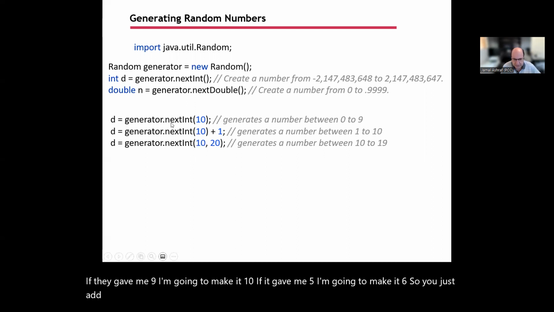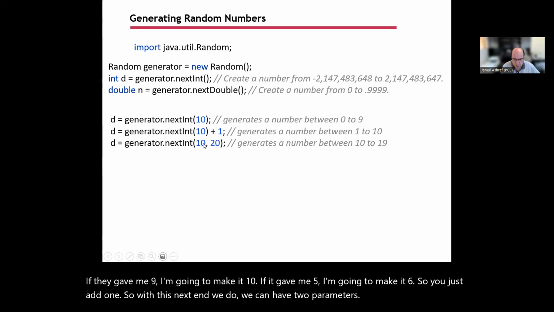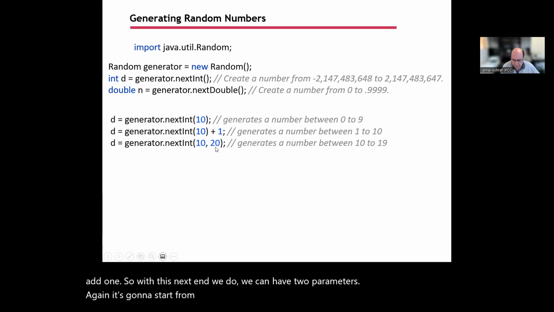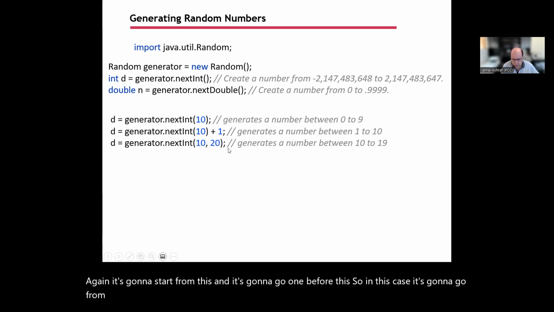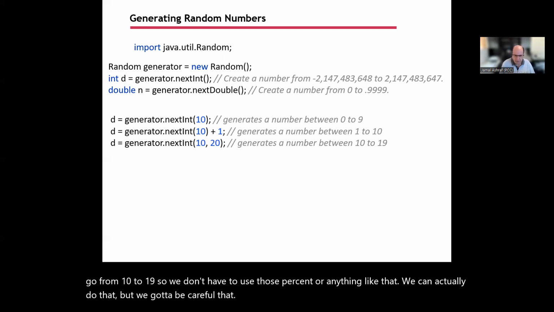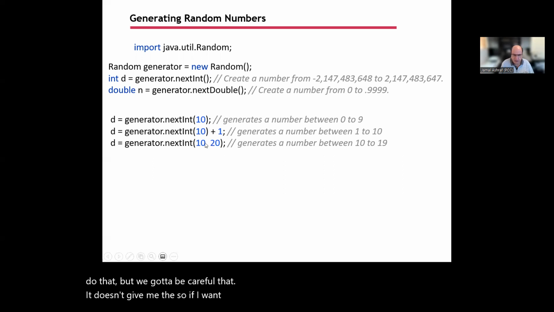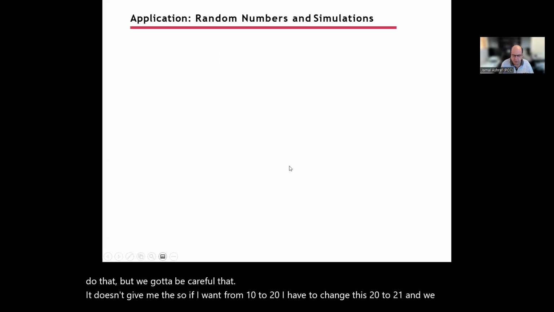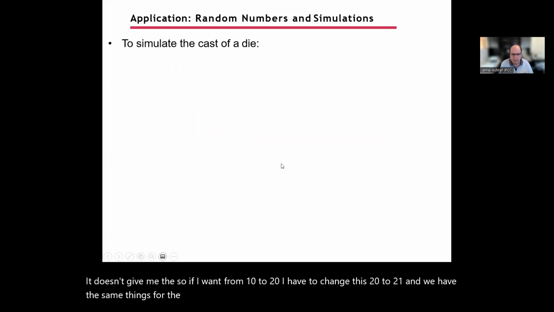So with this nextInt, we can have 2 parameters. Again, it's going to start from this, and it's going to go 1 before this. So in this case, it's going to go from 10 to 19. So we don't have to use those percent or anything like that. We can actually do that, but we got to be careful that it doesn't give me the, so if I want from 10 to 20, I have to change this 20 to 21. And we have the same things for the double. So we can do the double.